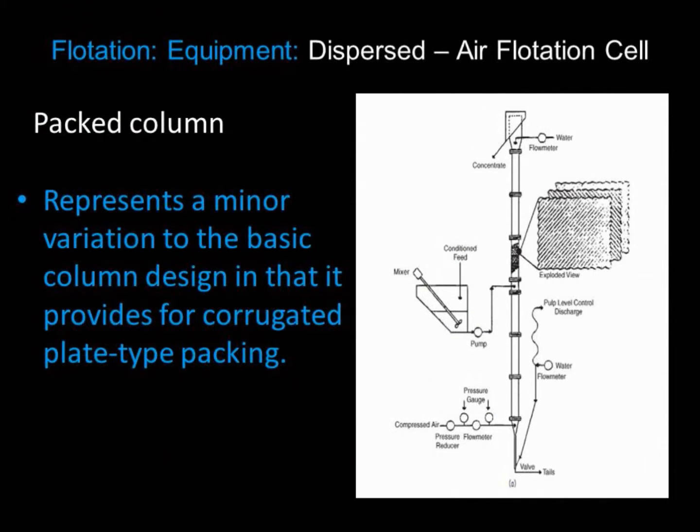Let's proceed to packed column. Packed column represents a minor variation to the basic column design in that it provides for corrugated plate type packing. The packing feature enables uniform bubble size throughout the height, intimate particle bubble contact, increased residence time of the slurry and bubble phases in the column, and a deeper froth zone. This is an example of a packed column.